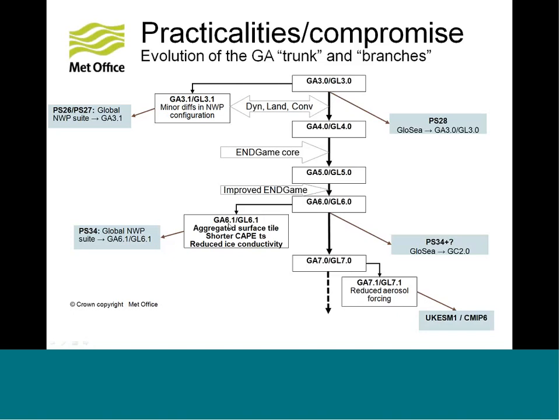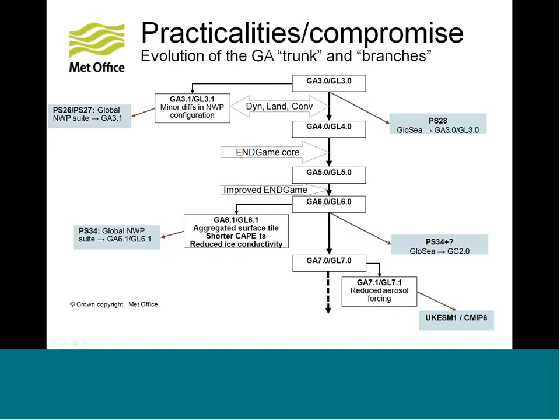So here we have GA 6.1, which is our current operational NWP configuration, and this has three differences from the GA trunk. It has an aggregated surface tile rather than tiling the land surface over 9 different tile types. There's one number different in the convection scheme, which is a long-standing difference between NWP and climate, and we have a difference in one number in the sea ice as well.